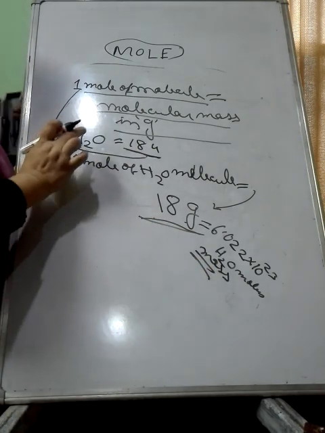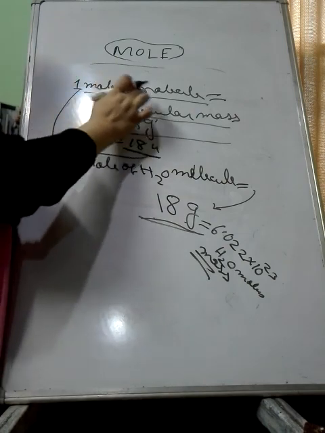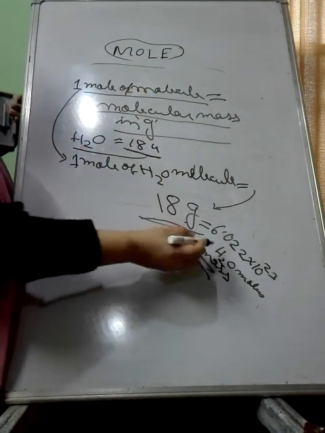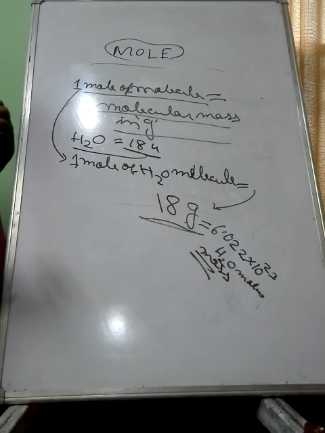1 mole of water molecules means 18 gram. So 18 gram is the mass of 6.022 × 10^23 water molecules.